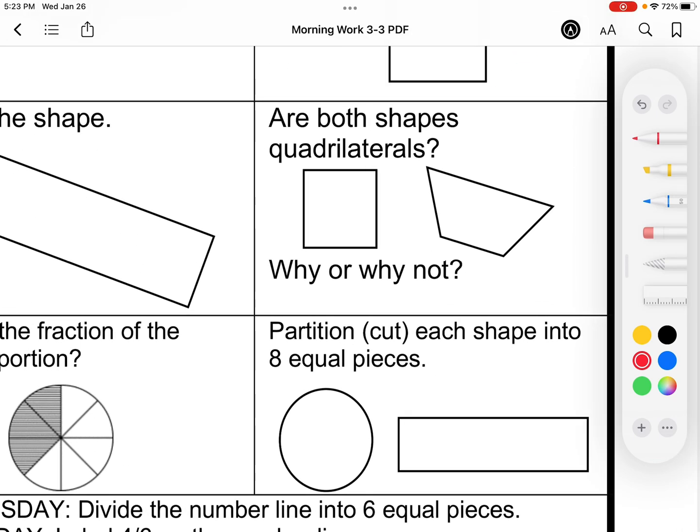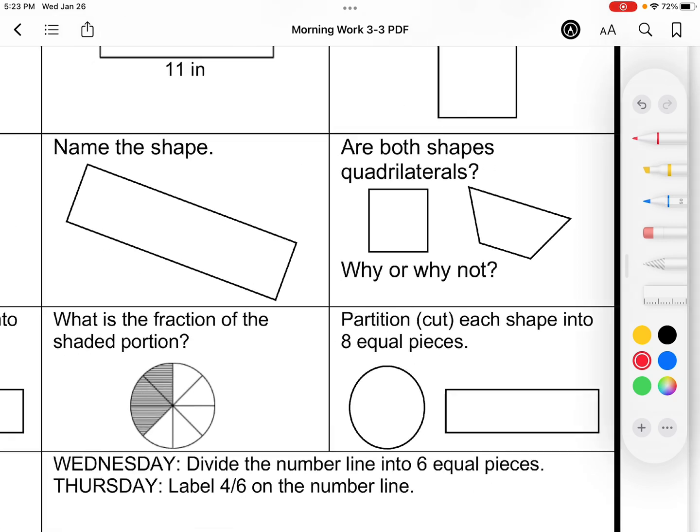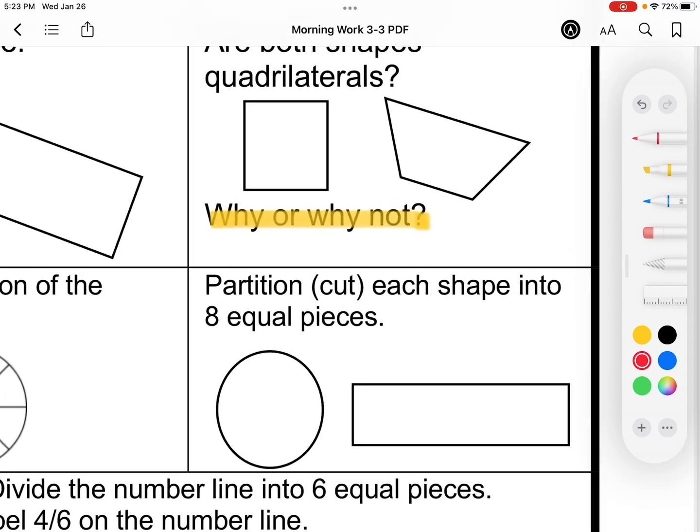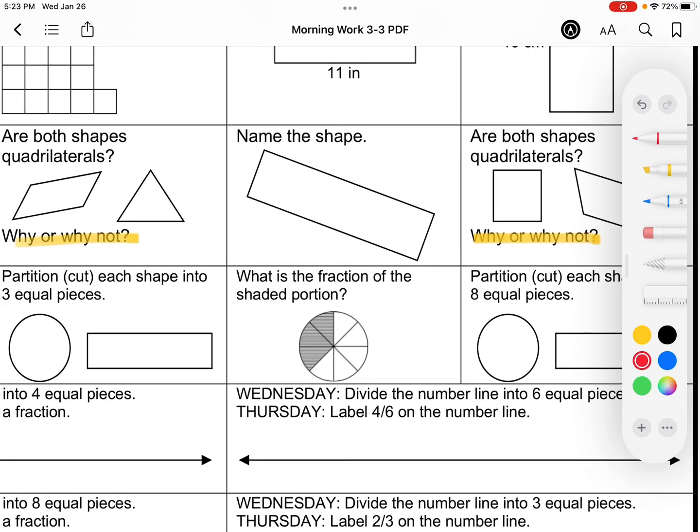Are both shapes quadrilaterals? Why or why not? Be sure you are explaining, okay? Over on Tuesday's, where it said why or why not, there were a lot of GoFormative responses that just said no. And no, they're not, but you could say no because the shape on the right is a triangle, or you could say no, both shapes don't have 4 sides, or something like that. You have to explain it, though.